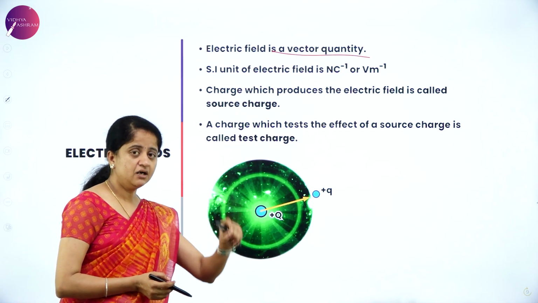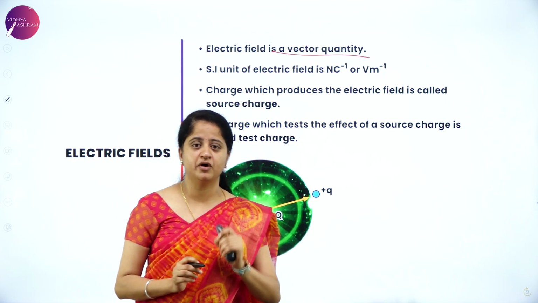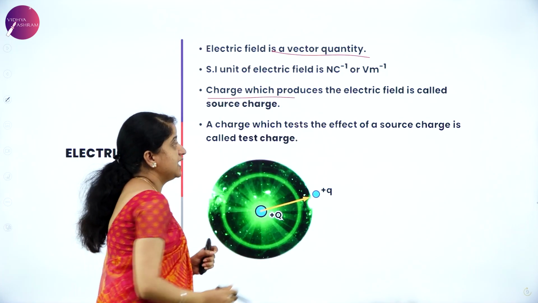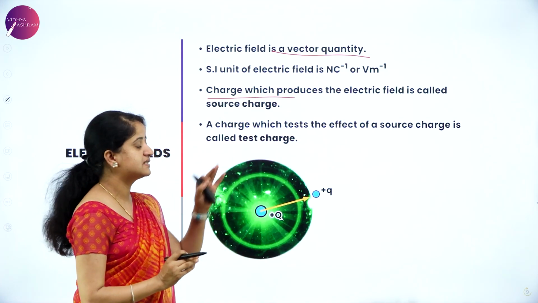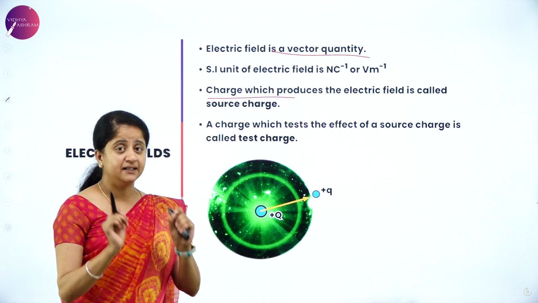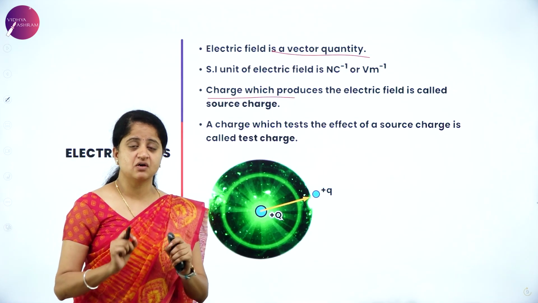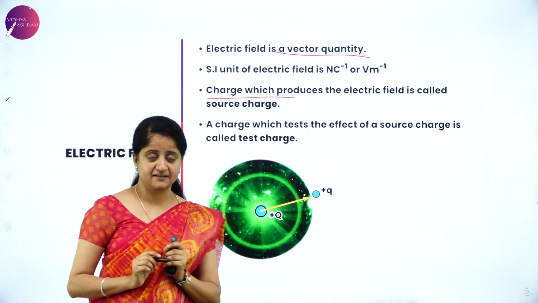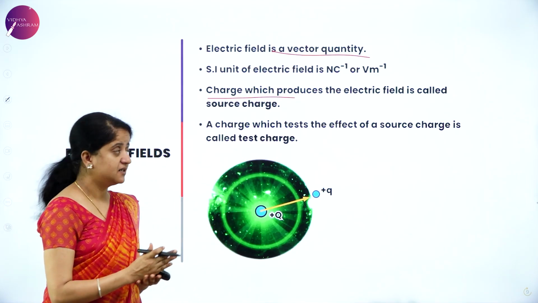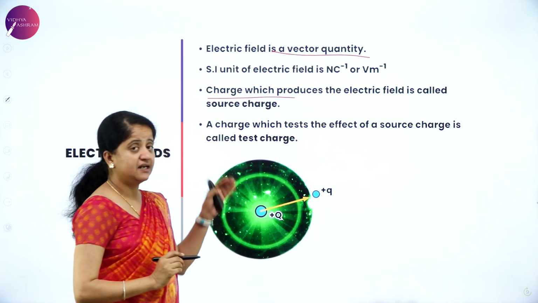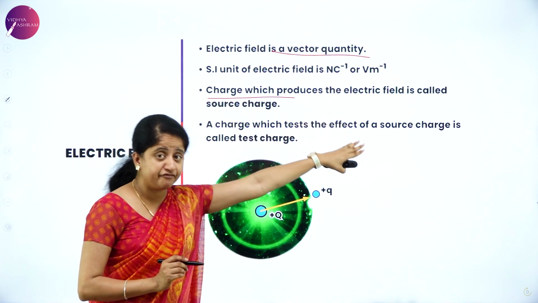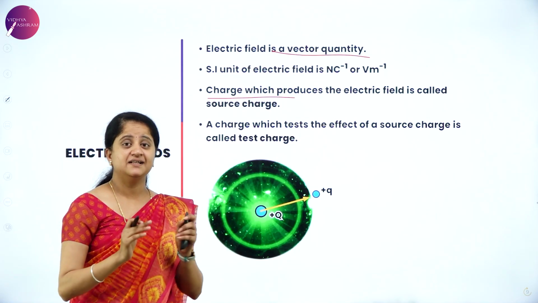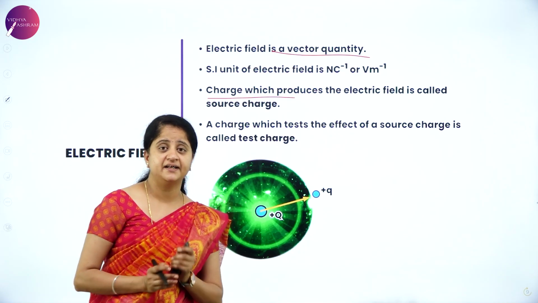Here in the study of electric field, we must know about two important terms, that is the source charge and the test charge. So what is the source charge? The charge which produces the electric field is said to be a source charge. The name itself defines it: source of electric field is source charge, which means the charge which produces the electric field. What is test charge? It will not produce electric field. A charge which tests the effect of source charge is called a test charge. So this is the basic thing regarding electric field.